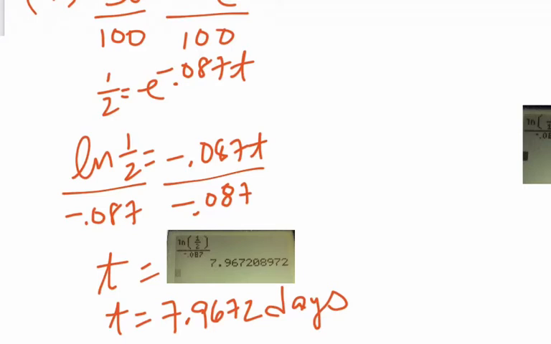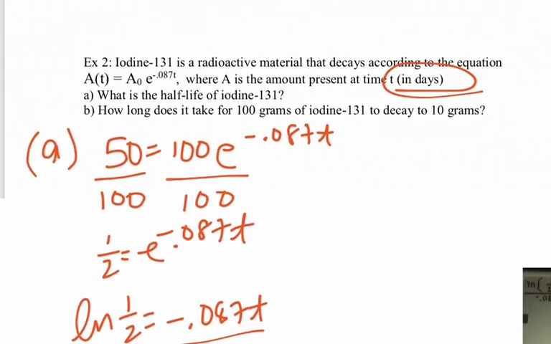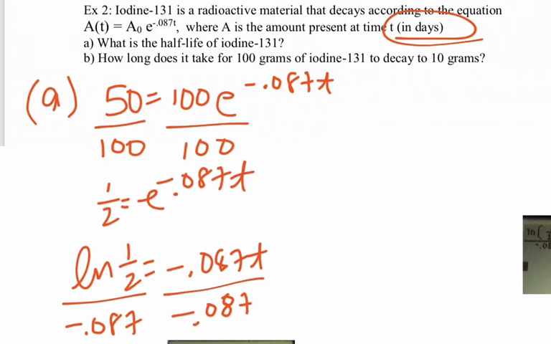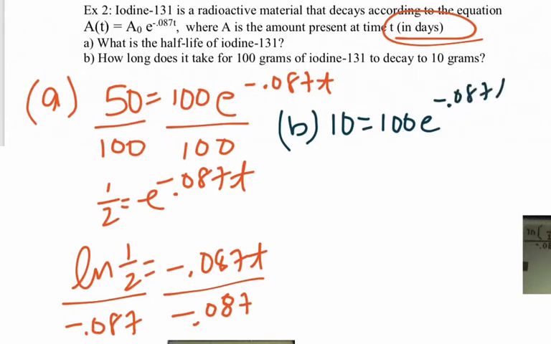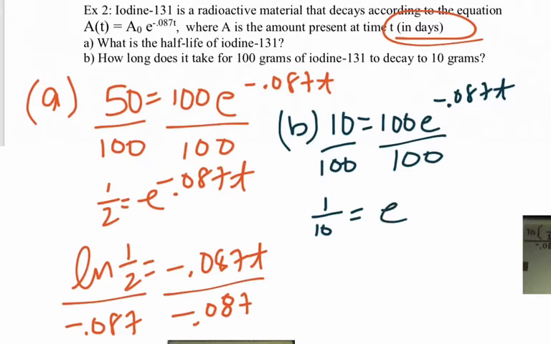The second part of this word problem is specifically talking about how long does it take for 100 grams of iodine 131 to decay to 10 grams. So again, this is really literally the same setup as the first example. We are talking about 10 grams being left, starting with 100 grams, e to the negative 0.087t. And we're trying to solve for the t value. So I'm going to divide by 100 on both sides. And I have 1/10 is equal to e to the negative 0.087t.